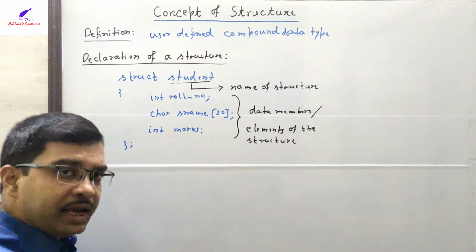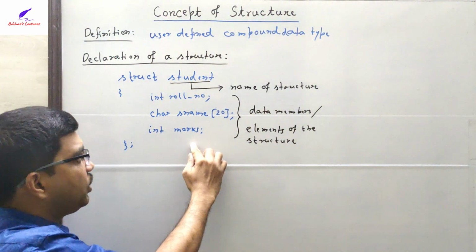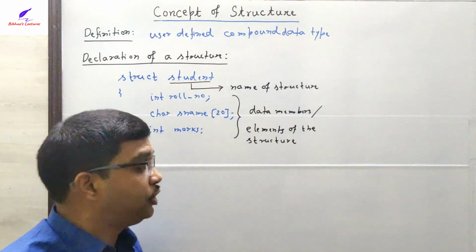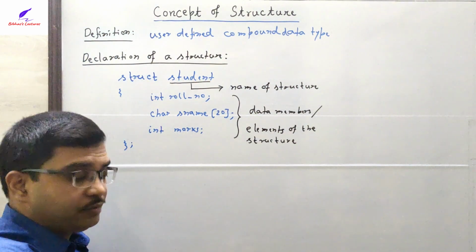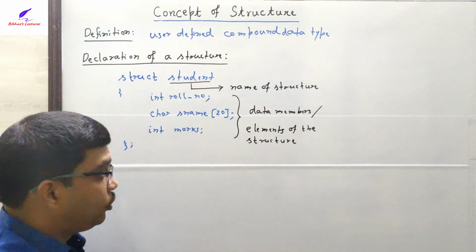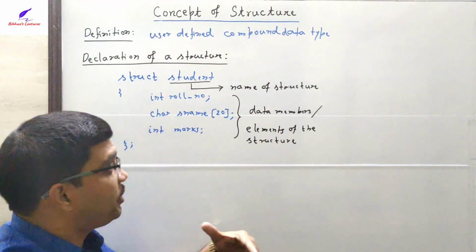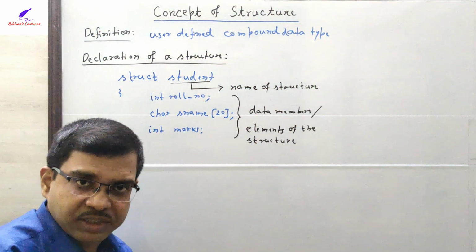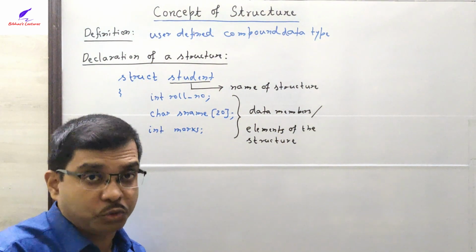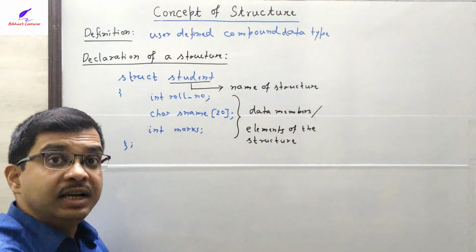Now why is this structure called a user defined data type? Because here I have decided, being a user, that I want to have 3 members: roll number, sname, and marks. Now someone else may decide to store 2 more fields, for example the student contact number and the student address. So what the members of the structure are, or how many elements will be inside the structure, is the sole discretion of the user to decide. That's why it is called a user defined data type.